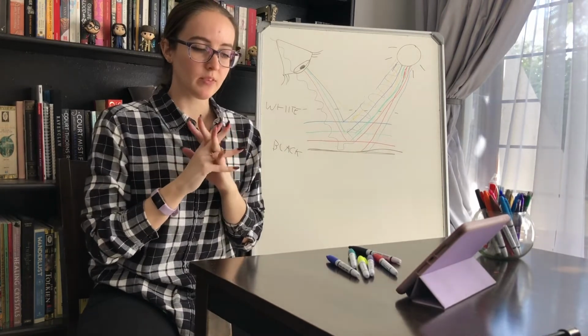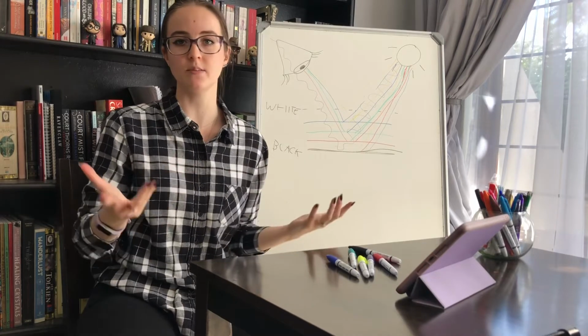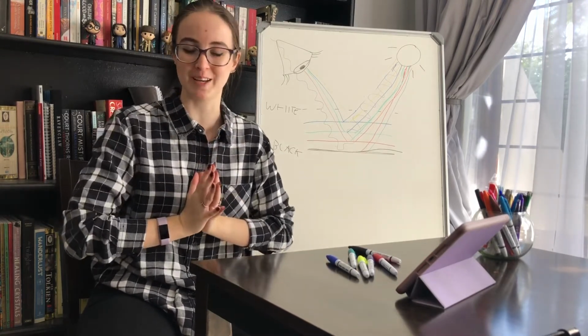So that's basically an understanding of how color works. Color is basically light being reflected back into the human eye. Physics department, please feel free to correct me.